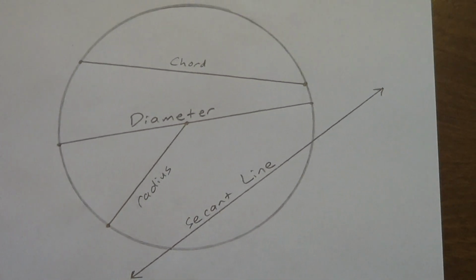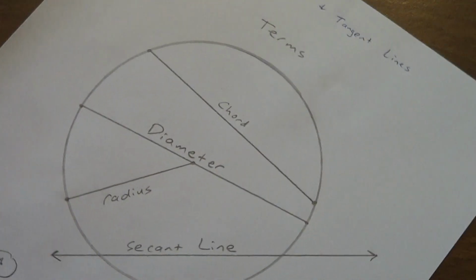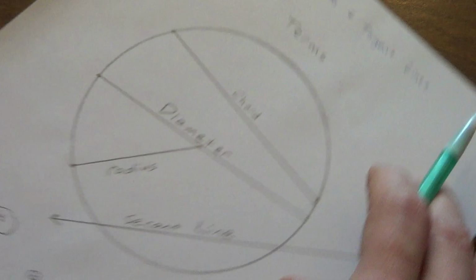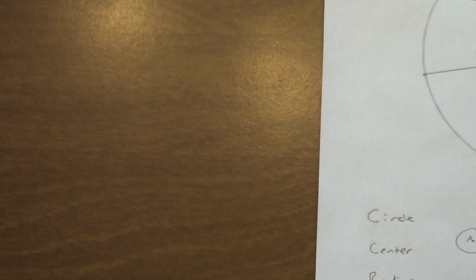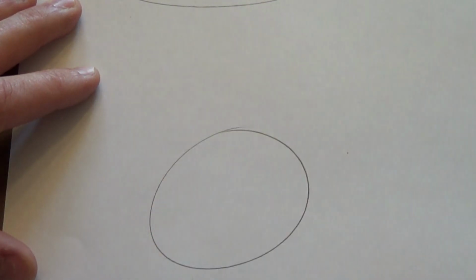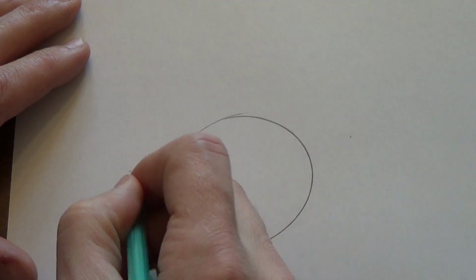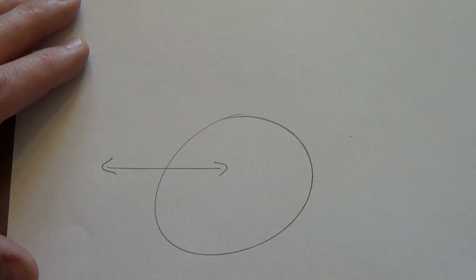Next is tangent. Now this is different than tangent with trigonometry. Tangent with trigonometry was the opposite side over the adjacent side. A tangent line, when we're talking about a circle, is a line that only touches the circle once. Before I draw it on here, I'm going to show you what I don't mean over here. So let's say I have a circle. It's kind of a bad circle, but this is not a tangent line.